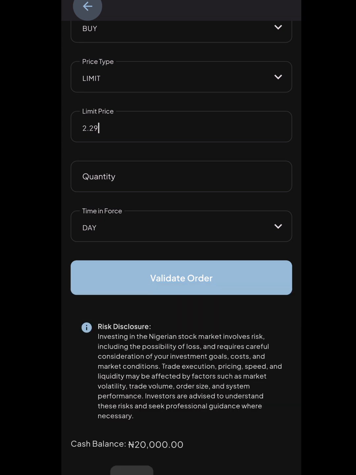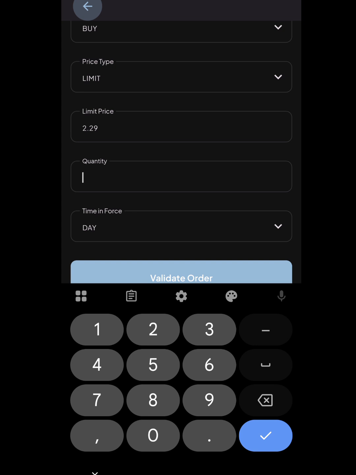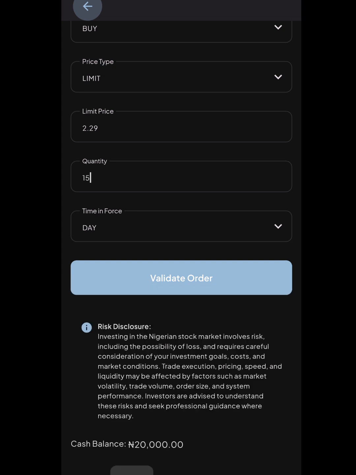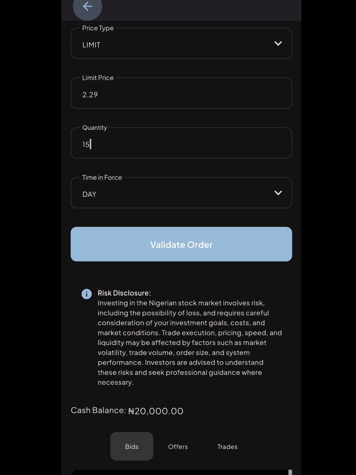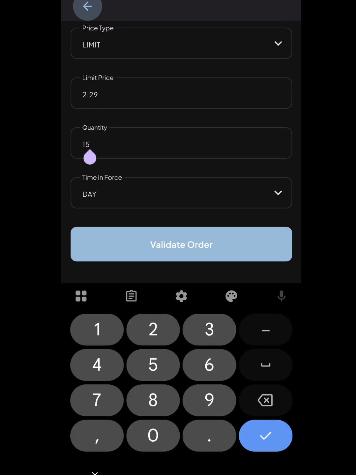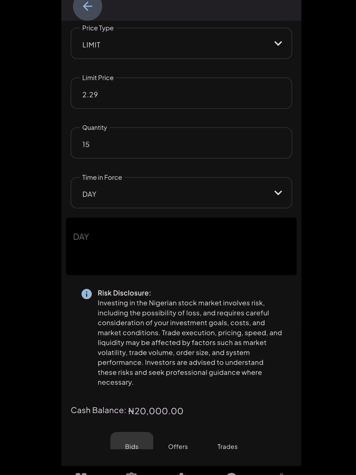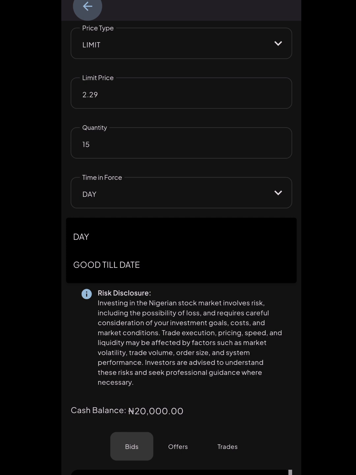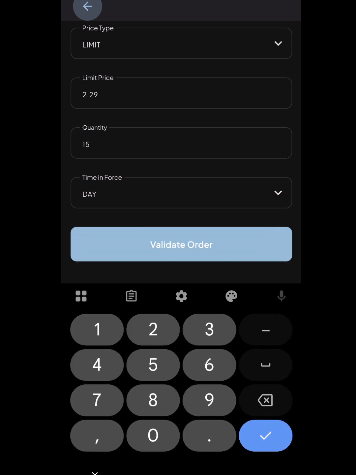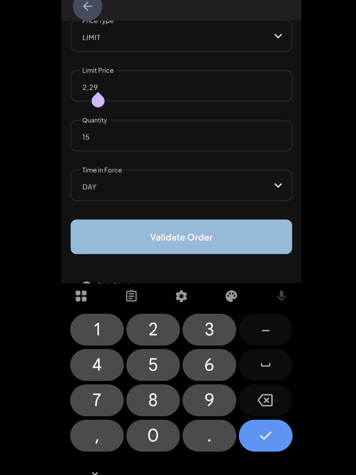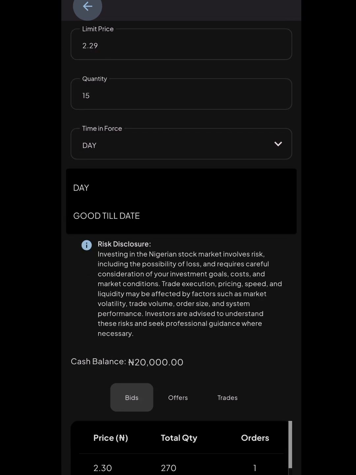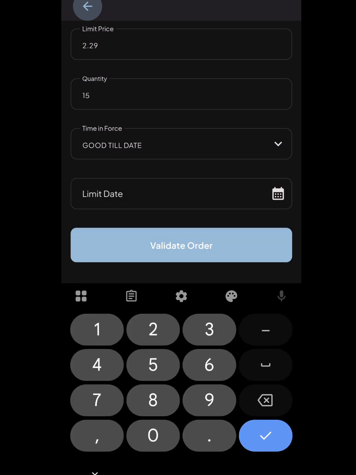Let's see if it's going to be successful. What is the quantity we want to buy? Let's say like 15. Do we have enough money? We'll see. 15 shares. Then time in force. This time in force is basically saying, do you want to execute this trade today if you find sellers that are selling for this amount? Should the trade execute today, or do you want to just do good till a date?